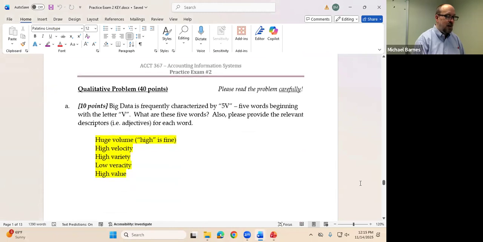Big data is characterized by 5 V's. You need to know what the 5 V's were, and you needed to make sure that you understood what their direction was, or the descriptors. So huge volume, which you could say high volume, that's fine. They're the same thing. High velocity, high variety, low veracity, high value.